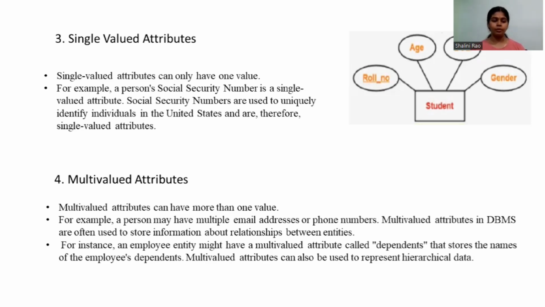Multi-valued attributes. Multi-valued attributes can have more than one value. For example, a person may have multiple email addresses or phone numbers. Multi-valued attributes in DBMS are often used to store information about relationships between entities.